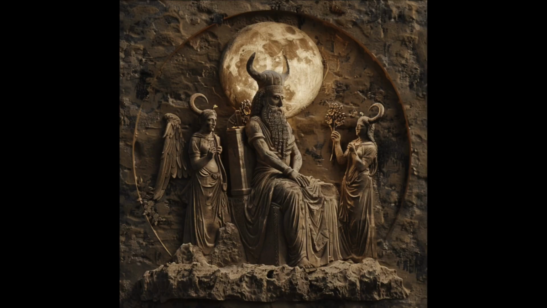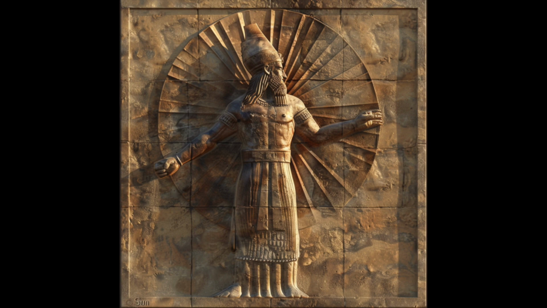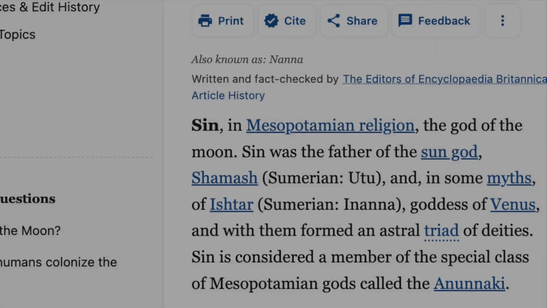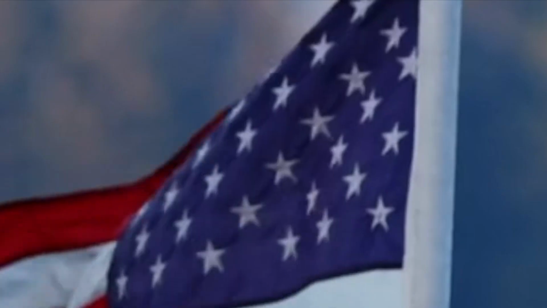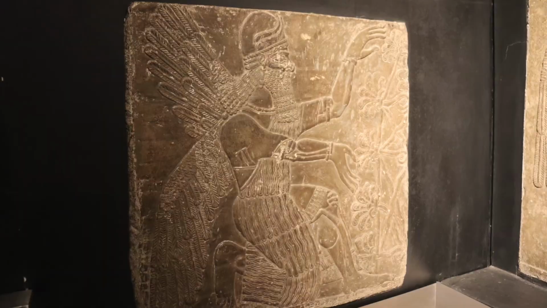Perhaps this is why the moon god Sin, offspring of the sky god Enlil, was worshipped in the Mesopotamian region. According to Britannica.com, Sin was the father of the sun god Shamash, and in some myths of Ishtar, who was the goddess of Venus. Sin belonged to the elite class of gods called the Anunnaki.